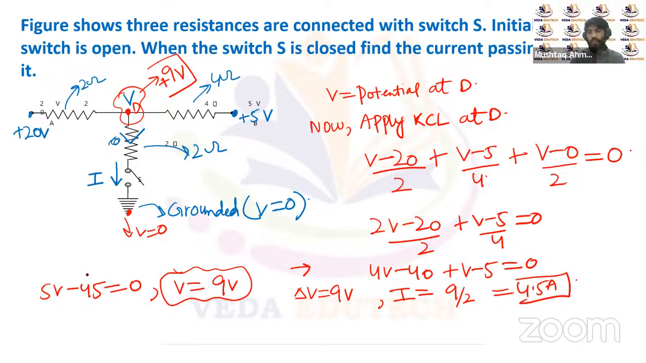What we did is we just applied KCL at this point D, and from there we calculated the potential at point D. We know the potential at the ground is equal to 0. We got the potential difference between the two ends of this resistor, and then we applied Ohm's law to calculate the current.